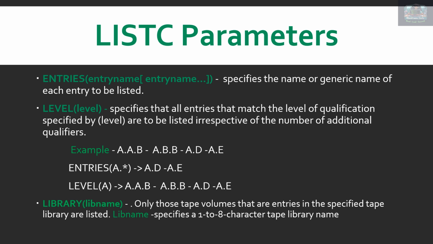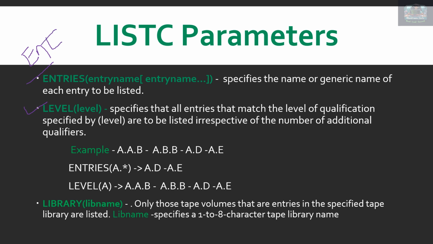The most important parameters are ENTRIES and LEVEL. These two parameters are very important in the LISTCAT. This is the command which you will be using most of the time. ENTRIES can also be specified as ENT. So these two parameters are what you mostly use.